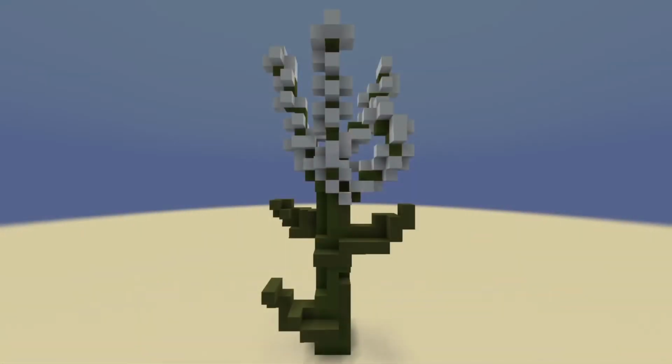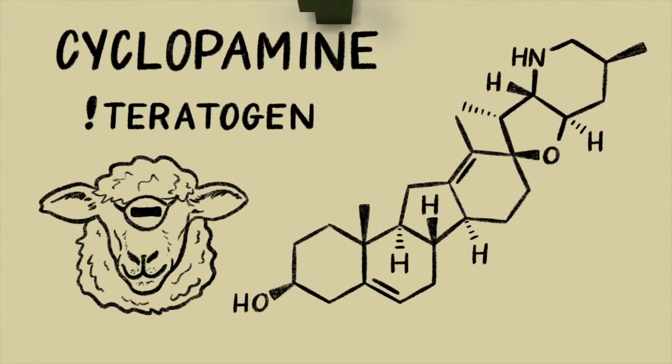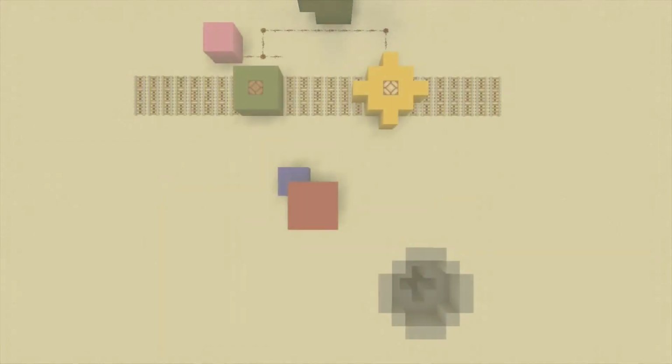A single plant, the corn lily, can have detrimental effects on the developing embryo. The roots of the corn lily contain cyclopamine, a teratogen, and when farm animals consumed the lily, they gave birth to unusual animals that appeared to be real-life cyclops.